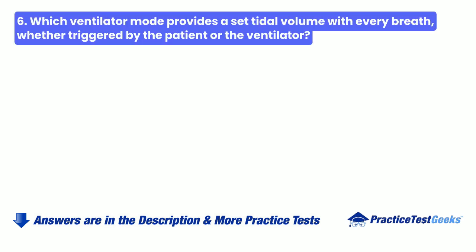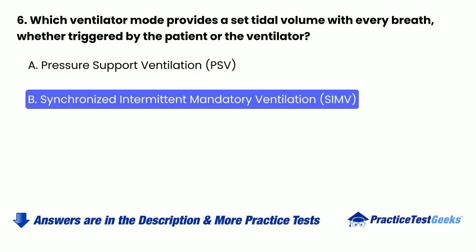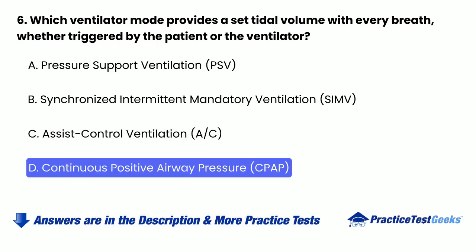6. Which ventilator mode provides a set tidal volume with every breath, whether triggered by the patient or the ventilator? A. Pressure support ventilation or PSV. B. Synchronized intermittent mandatory ventilation or SIMV. C. Assist control ventilation or AC. D. Continuous positive airway pressure or CPAP.